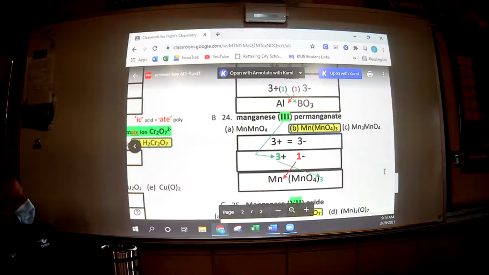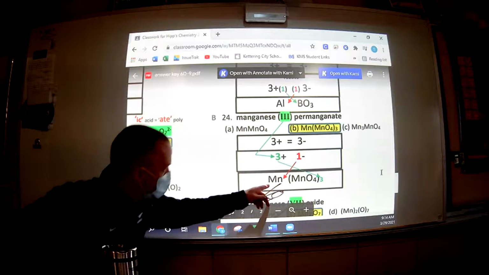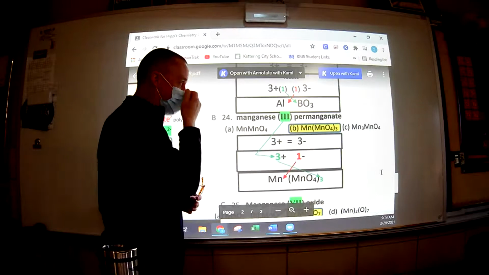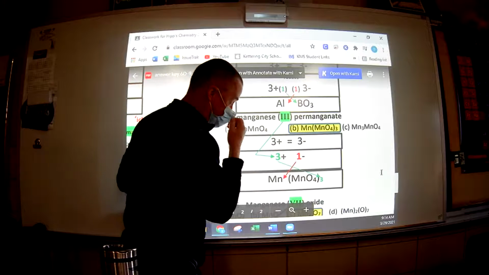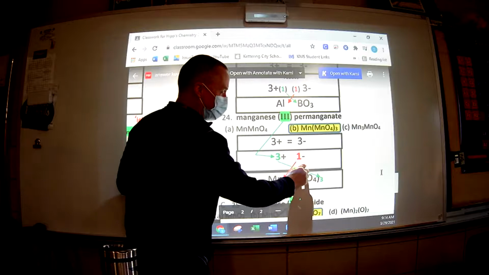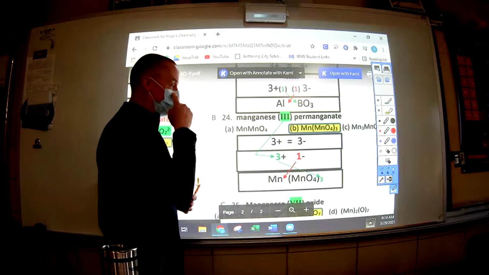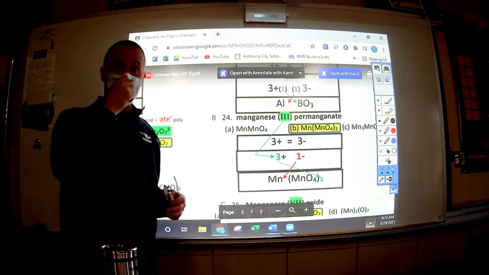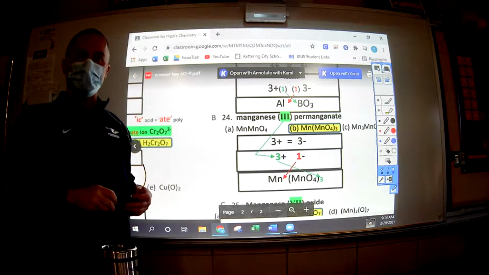Absolutely. First, we're going to write the symbols. The symbol for manganese is Mn. I have to look up the permanganate ion on a polyatomic ion sheet. We would see that it is MnO4. On the polyatomic ion sheet, the permanganate ion's charge is 1-.